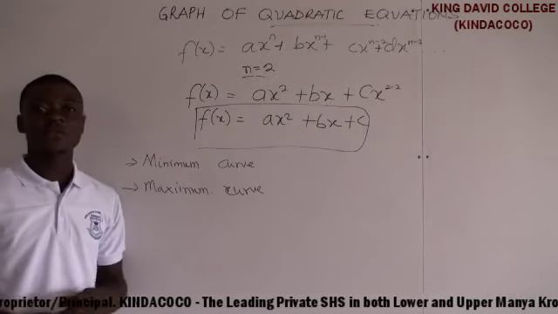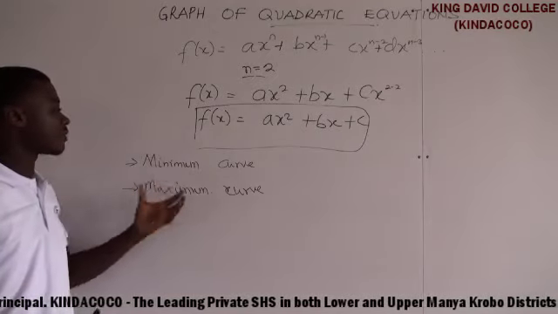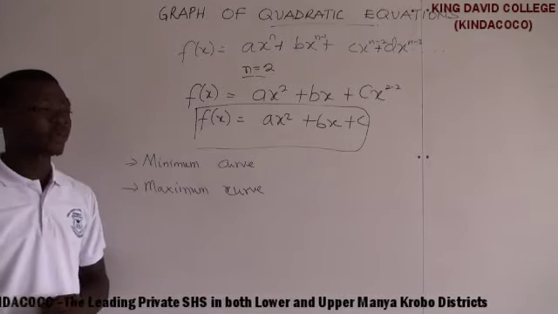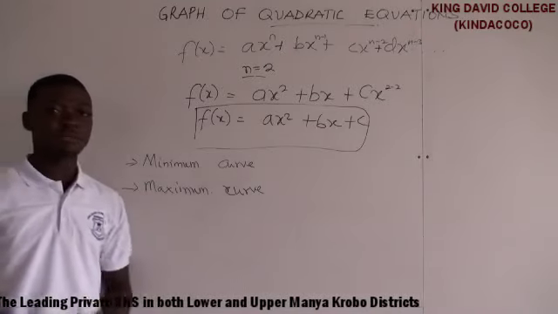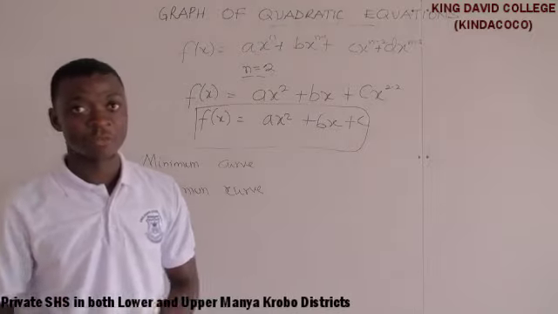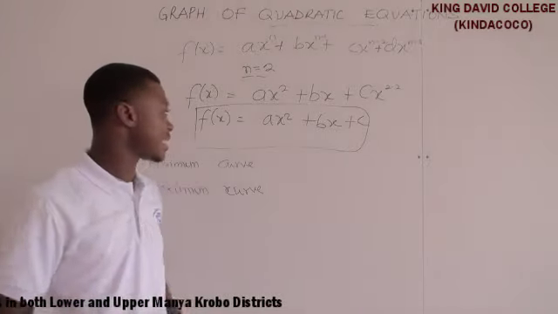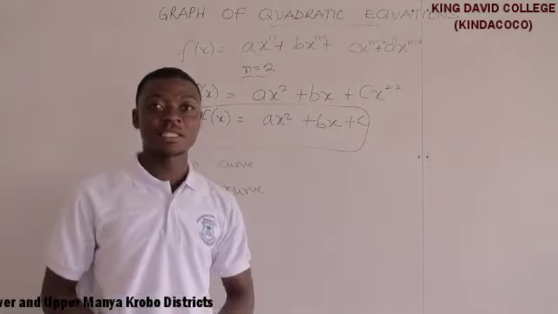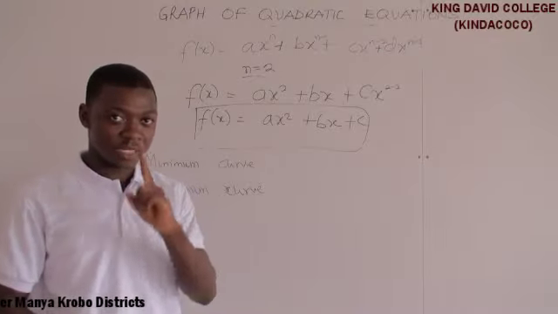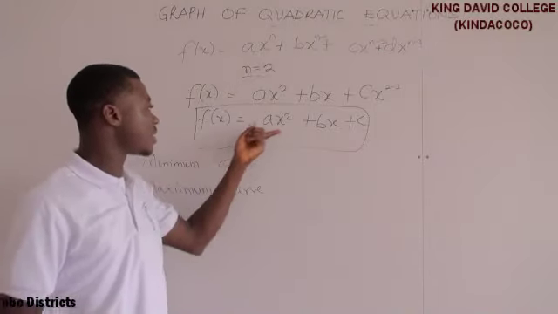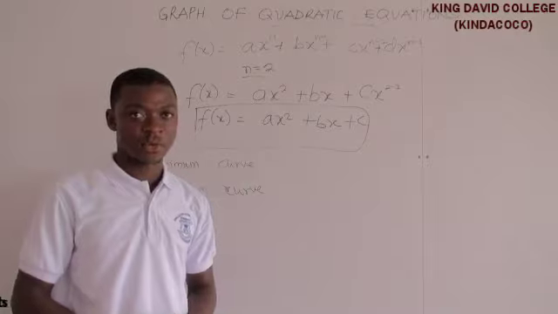Now, what accounts for the graph to be called a minimum curve, and then what accounts for its being a maximum curve? All depends, like I said, on the parameters that are within the function. Specifically, the coefficient of the x squared.